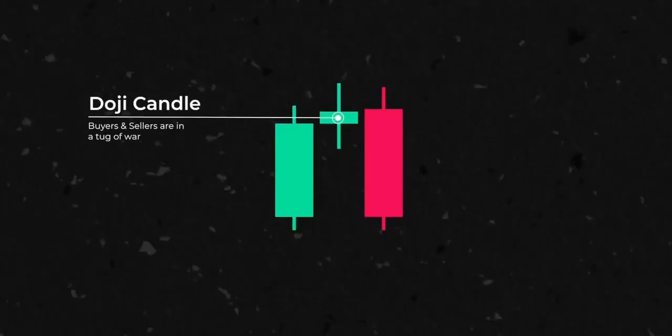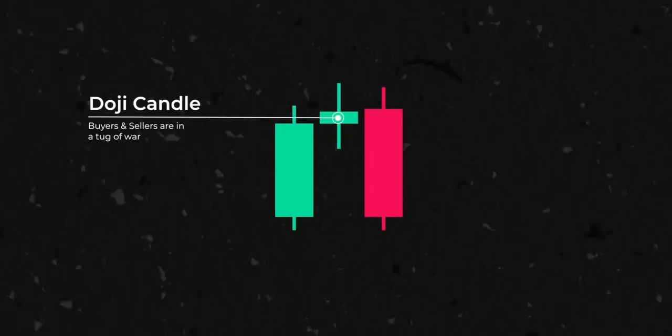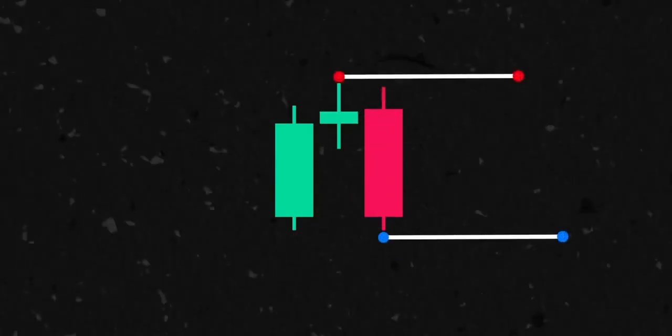As a result, we see this doji candle. The doji candle indicates that the buyers and sellers are in a tug of war. Then, finally, the sellers win the battle, and they start to move the price down. To enter a sell trade here, we place a sell trade below the low of this candle and keep our stop loss above the doji candle.